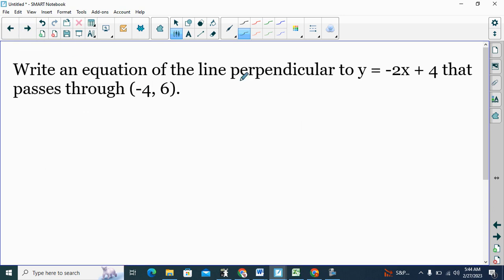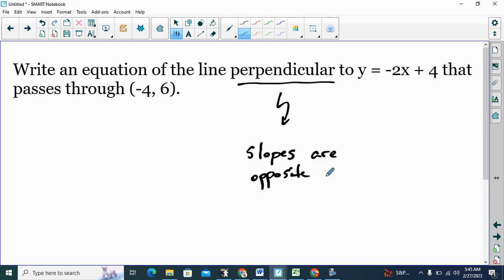Perpendicular lines have slopes that are opposite reciprocals. Opposite, meaning one is positive, one is negative. Reciprocals mean we flip the numerator and denominator. So this slope is negative 2 over 1. My new slope should be opposite. This one's negative, so this one's positive. 2 over 1, I flip it, is now 1 over 2.